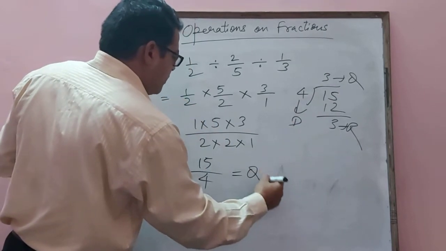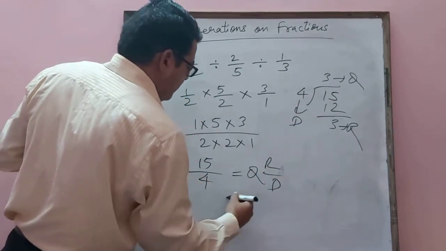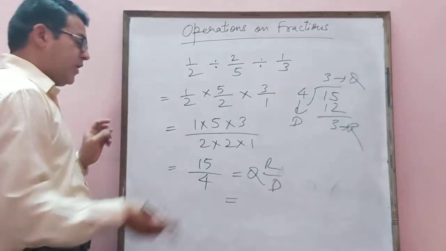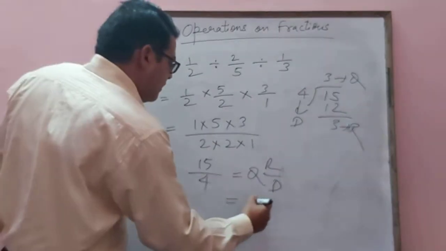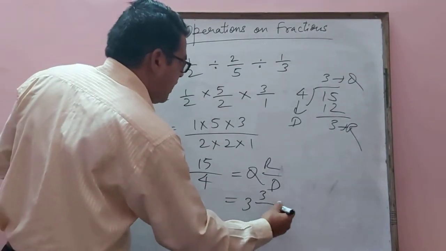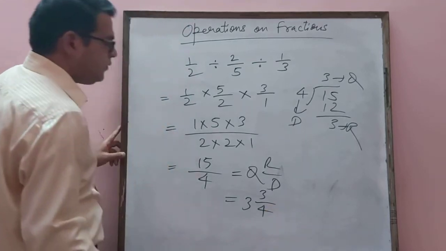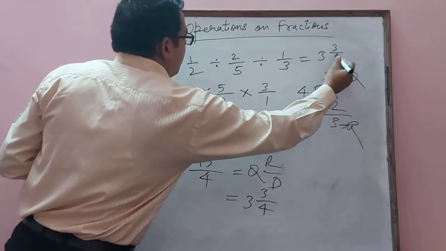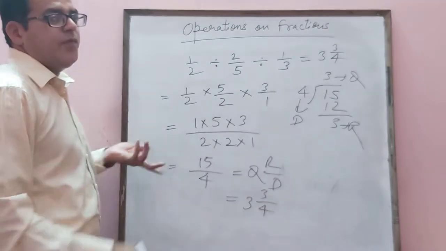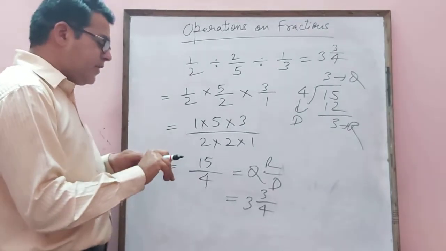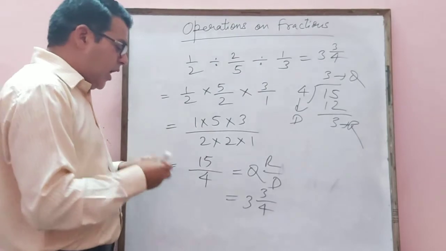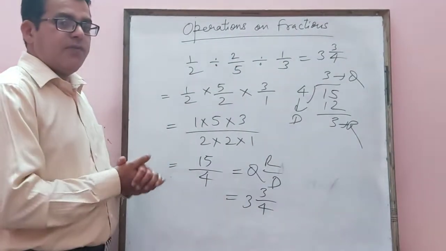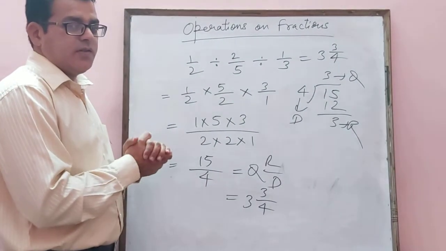So quotient, R by D. This we have already discussed. Now we can write here 3 whole 3 by 4. So what will come here? 3 whole 3 by 4. This is very interesting. So I hope you understand how we can divide fractions by fractions.